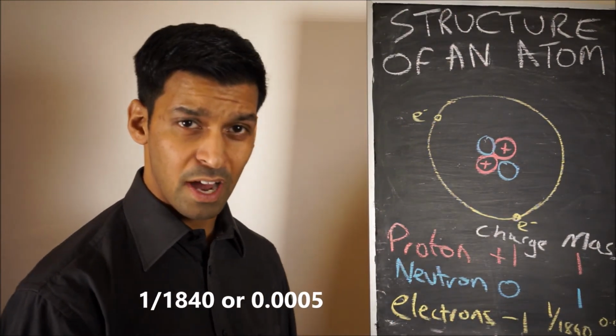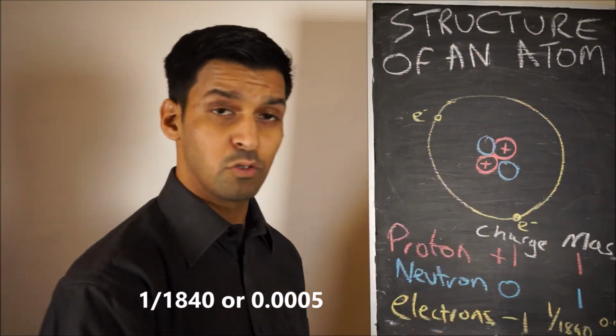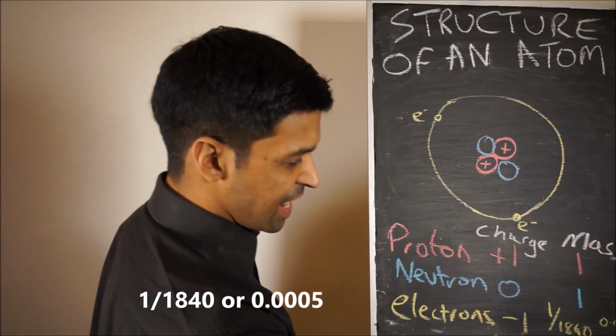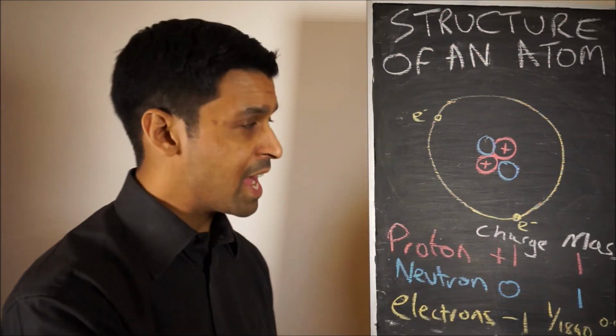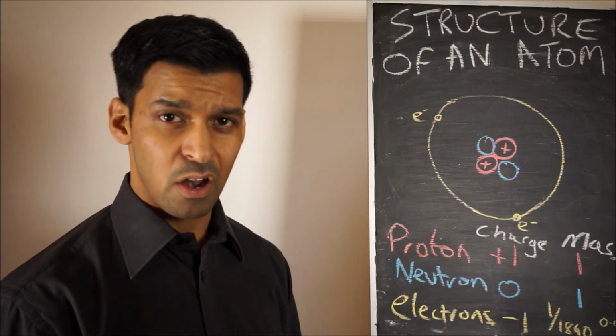So just to summarize, this is what an atom is. You've got positive protons, neutral neutrons, and negative electrons. Electrons are tiny, which means they've got a very, very small mass. Protons and neutrons are much bigger, and the mass is much higher as a result.